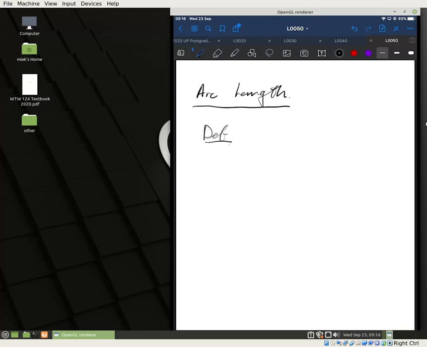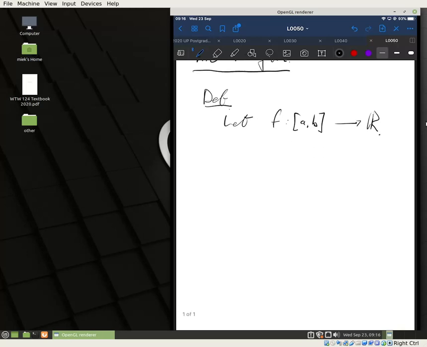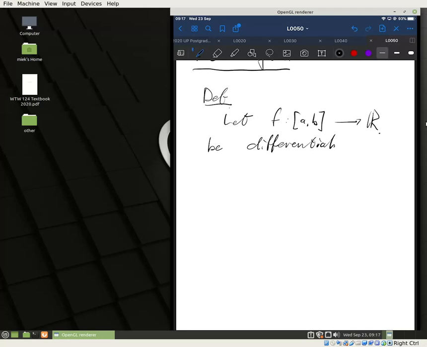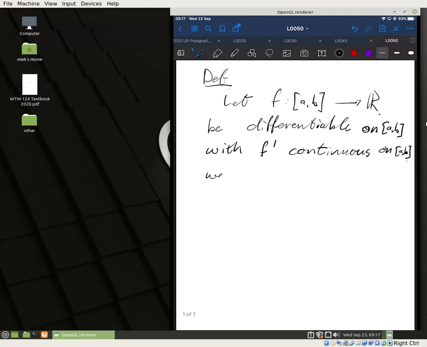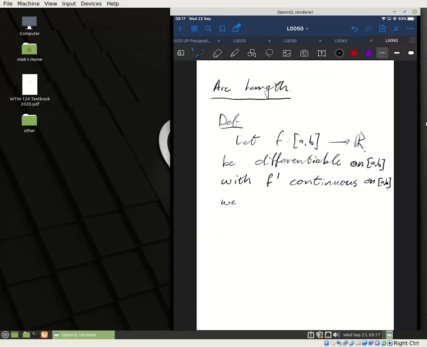So definition: let f be some function on the closed interval AB to R, and let this function be differentiable on the closed interval AB, and with its derivative continuous on the closed interval AB. Then we define the length of the curve.